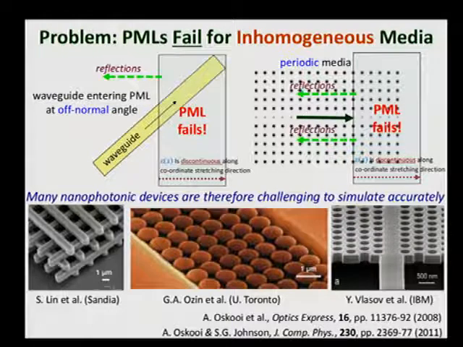However, I showed that PMLs, which are the standard absorbing boundary layers used in computational electromagnetism, irrevocably fail when applied to inhomogeneous media, which therefore results in large numerical artifacts that significantly degrade the accuracy of simulations. Two examples of inhomogeneous media that are typically encountered in nanophotonic simulations are shown here. One is a waveguide that enters the PML region at an oblique angle, and the other is when a PML overlaps periodic media, for example, a photonic crystal. Many nanophotonic devices are therefore challenging to simulate accurately using PMLs.